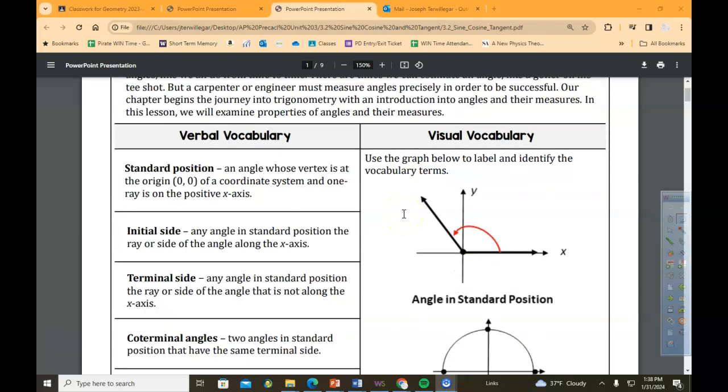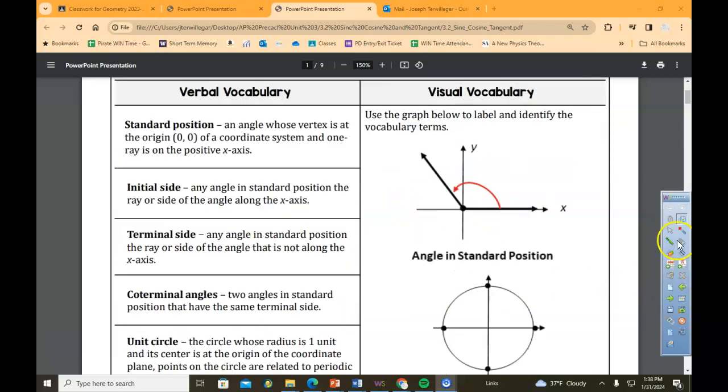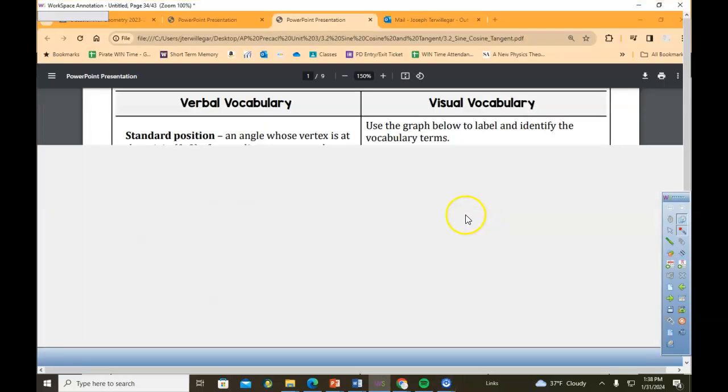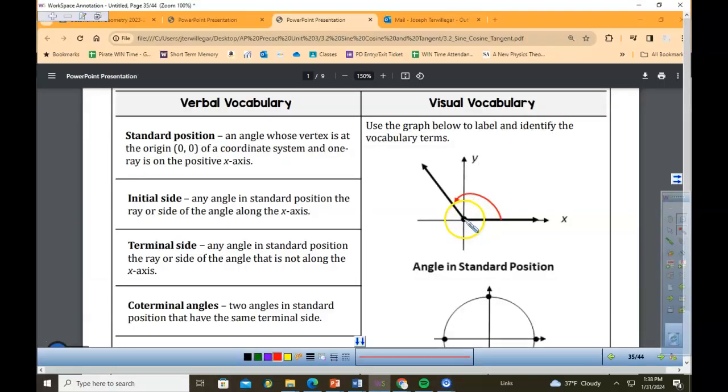So let's get into what some terminology is that we need to know for this. What's true about angles is they start in the standard position, which means they start on the right side of the x-axis, right? So they start here, and if they're positive, we go counterclockwise from that point. Okay? So that's standard position.